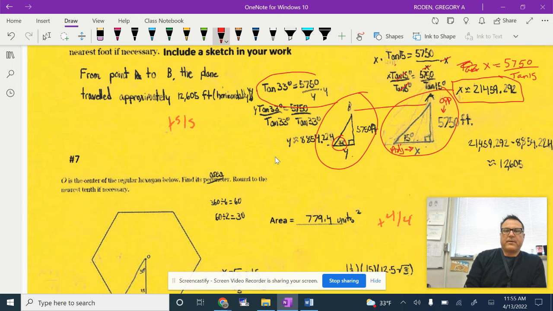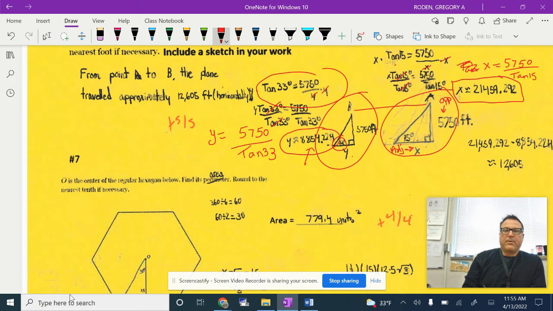It's right here. And then you multiply both sides by y, so the y's cancel out on this side. Now you just get y, and then you divide by tangent of 33 from both sides. So y equals 5750 over the tangent of 33. And so when you do that, you get approximately 8854.24, that number right there.